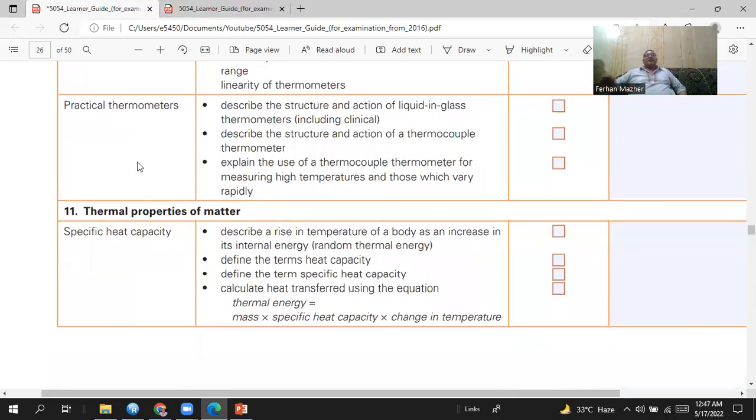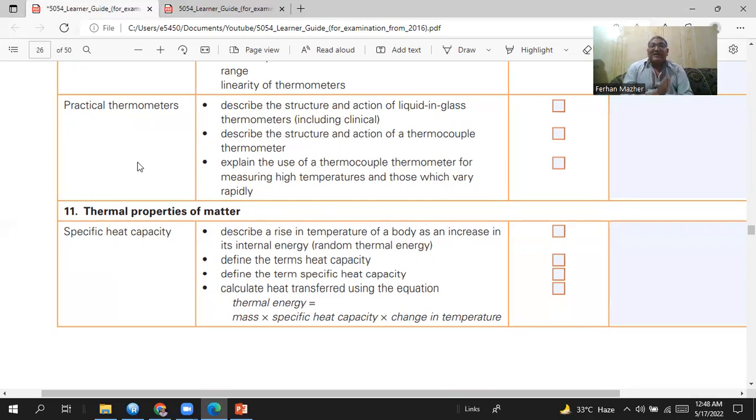Then we have practical thermometer: describe the structure and action of the liquid-in-glass thermometer, including the clinical thermometer. One very important thing is that the clinical thermometer is a thermometer which is used to measure the temperature of the human body, used in clinics by doctors and nurses. It has a very important feature in it. It has a constriction in it. And that is a famous question, what is the purpose of that constriction? That is a bend in that capillary.